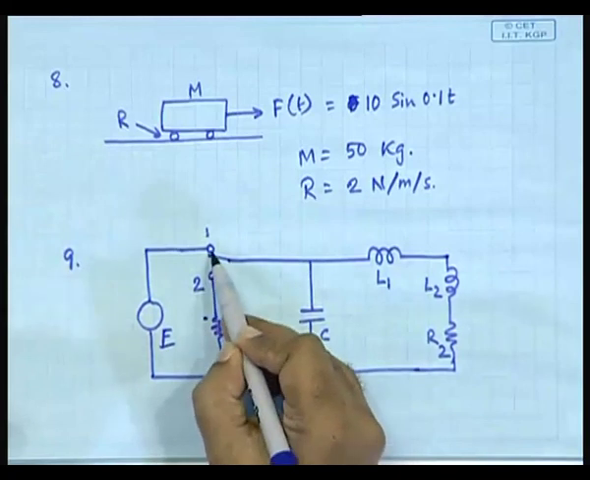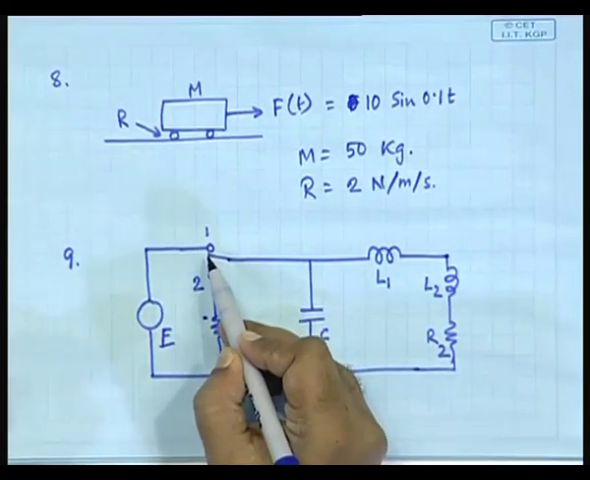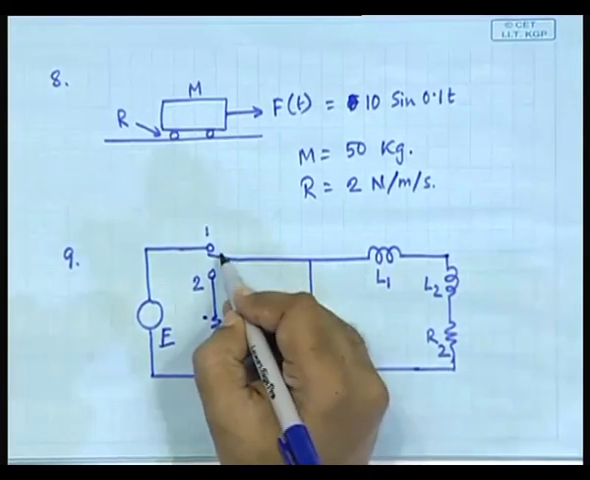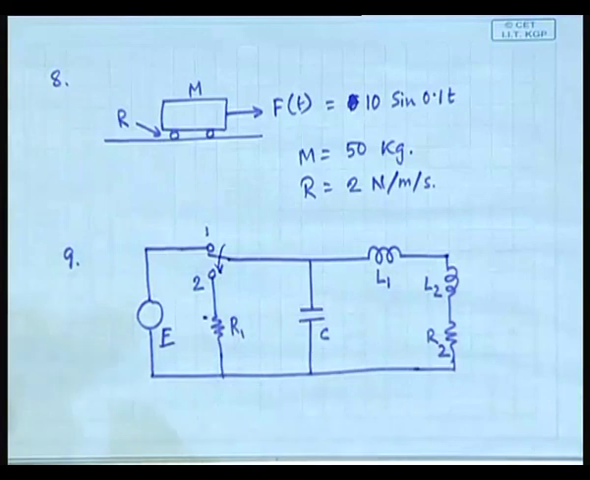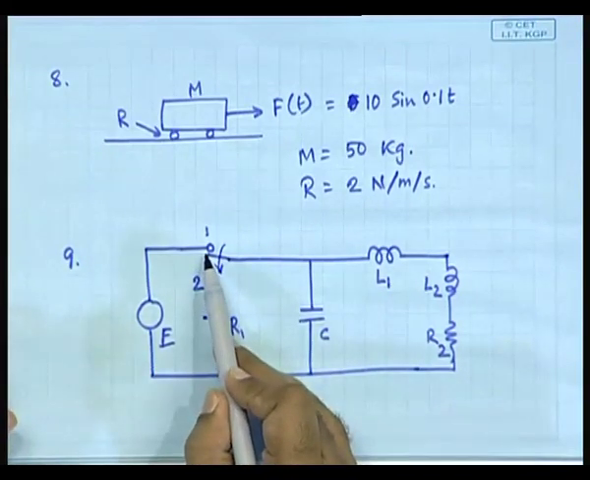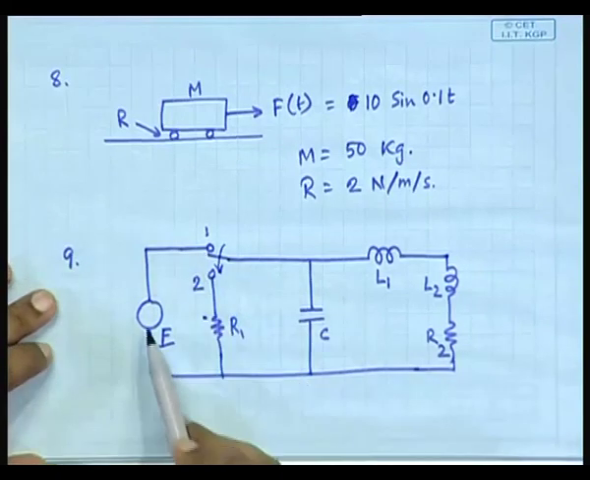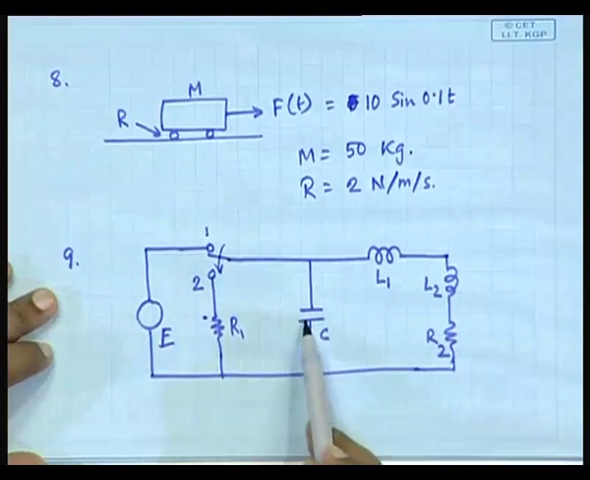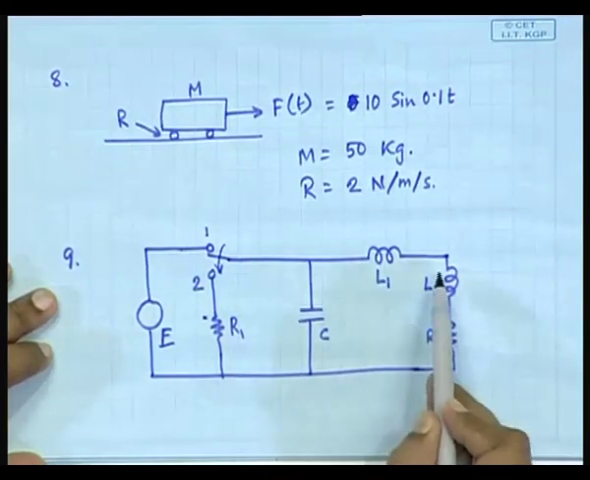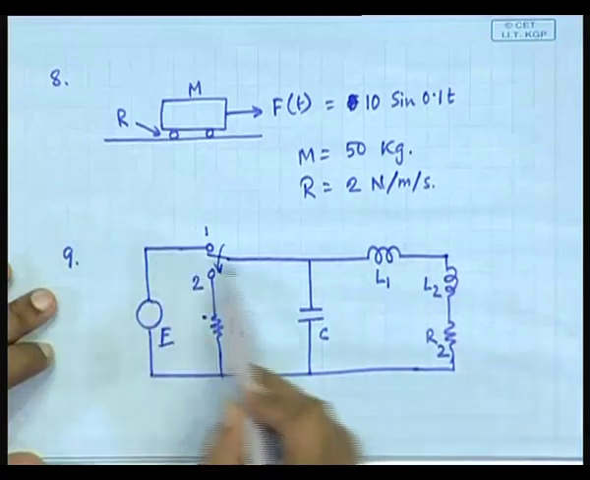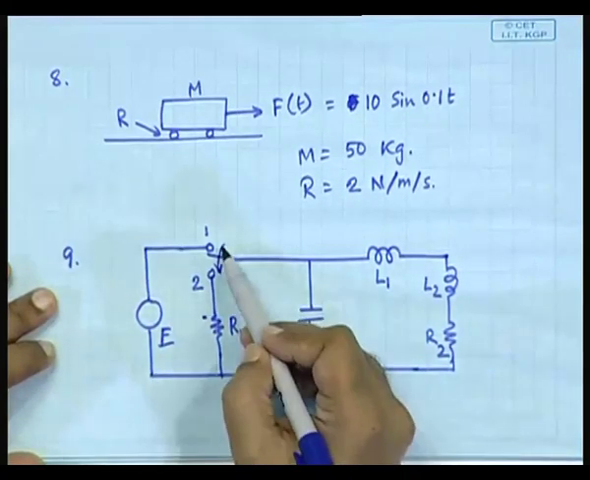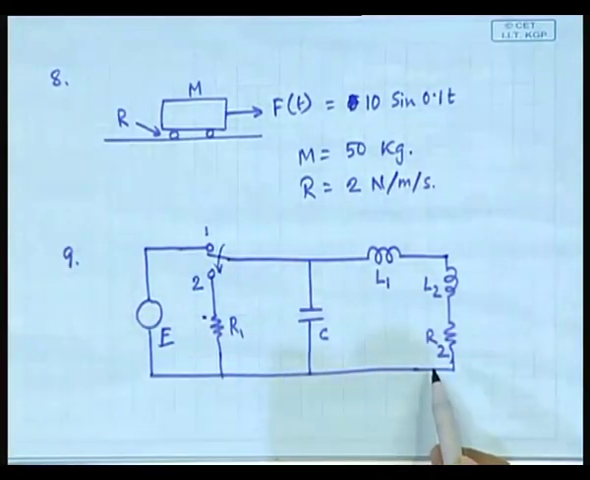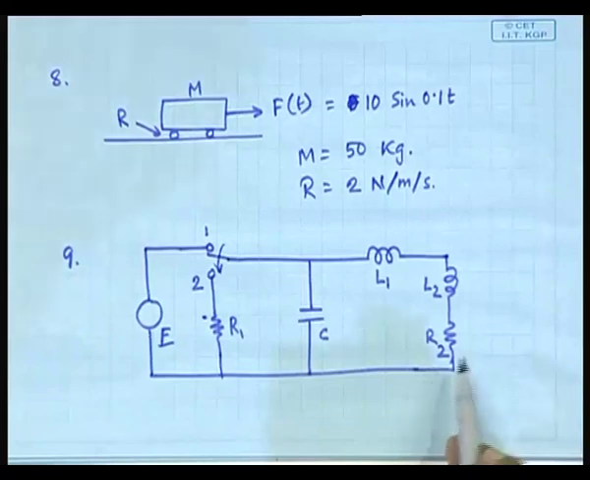It was in position 1 for a sufficiently long time, and then it is moved to position 2. So, it goes like this. So, at 1 for a sufficiently long time, during which what happens? What is the circuit? This becomes open, this becomes shorted. So, it is E by R2 that current is established. When it comes here, this is isolated, you have got a homogeneous equation whose solution you have to obtain with that initial condition, that is it.